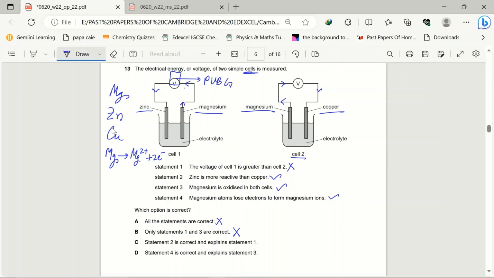That's true. It cannot explain statement 1 because statement 2 is correct, meaning zinc is more reactive than copper, but it cannot explain why the cell voltage of 1 is greater than cell 2, because we need the reactivity of all of magnesium, zinc, and copper in order to explain why statement 1 is incorrect. Thereby, statement 4 is correct. Magnesium atoms lose electrons to form magnesium ions. This is true, and this is what explains statement 3, which is magnesium is oxidized in both cells. So this is the correct statement. So D is the only correct statement here.